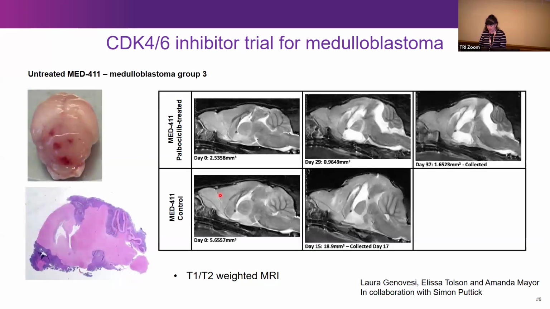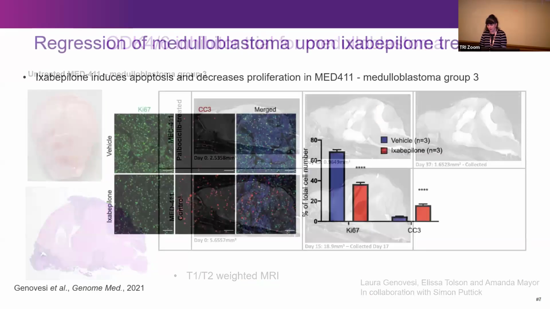So this is another MRI imaging for another model of medulloblastoma. That's another molecular subgroup where you can see that the tumors actually shrink. So they do respond well, but there is this big head swelling because these are metastatic tumors. So there's a lot of fluid buildup happening.